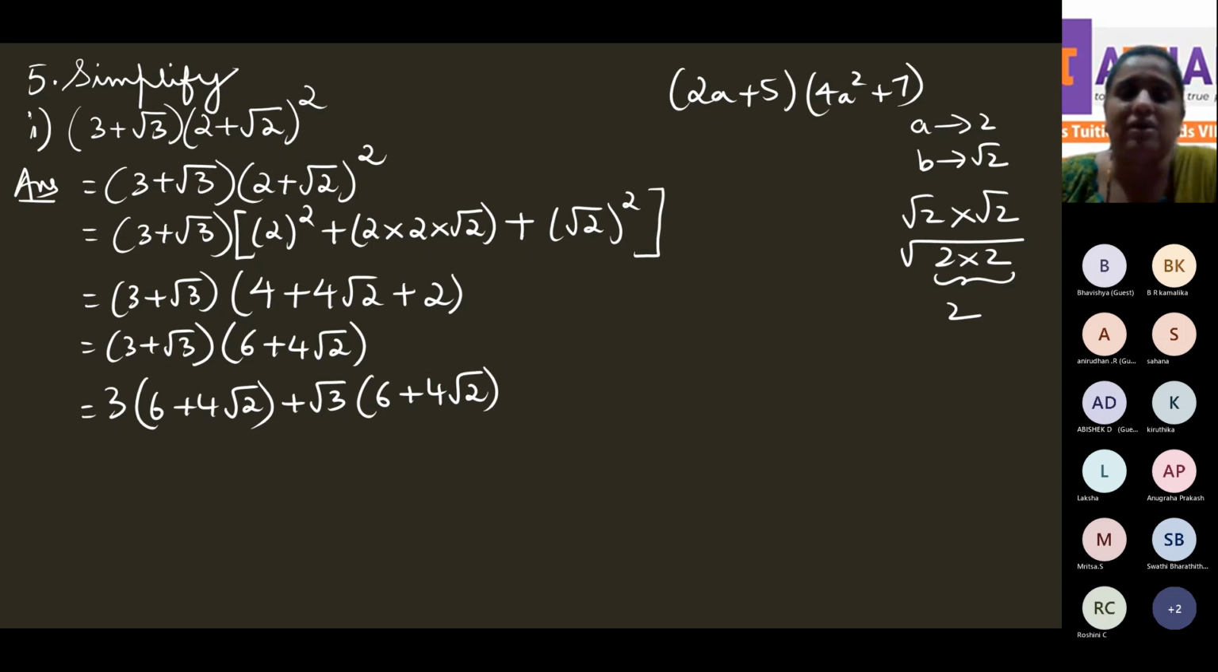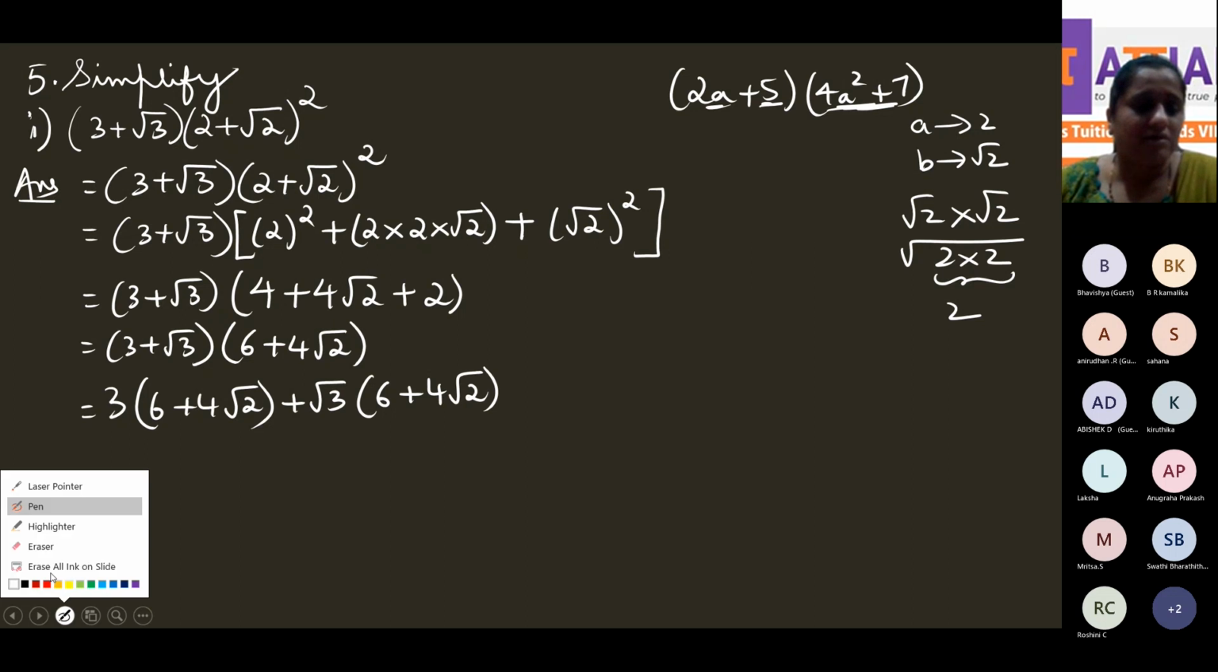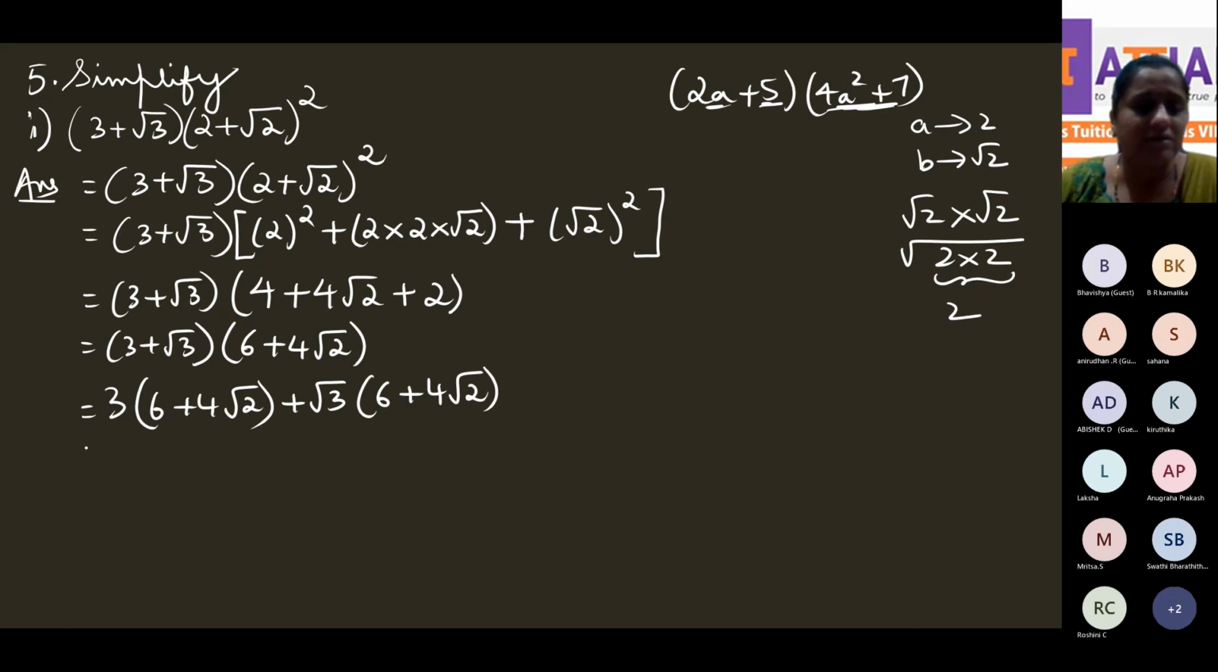So how do you find the product of two binomials? This will be 2a into 4a square plus 7 plus 5 into 4a square plus 7. The same way here. Now it will be 3 into 6 is 18. 3 into 4 root 2. You can multiply anything. That's what we have understood. Add, subtract only like terms, but you can multiply anything.